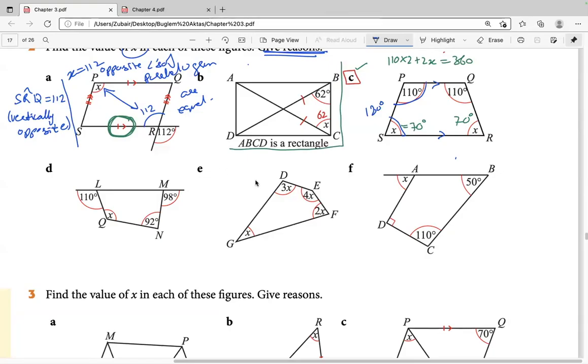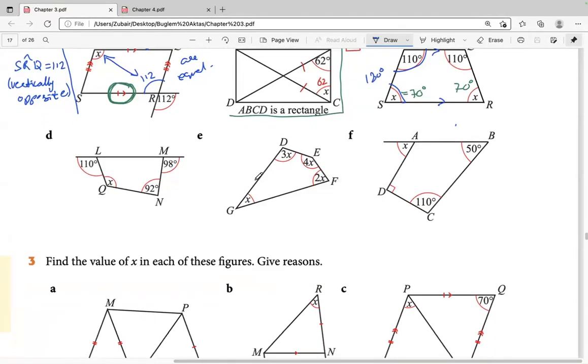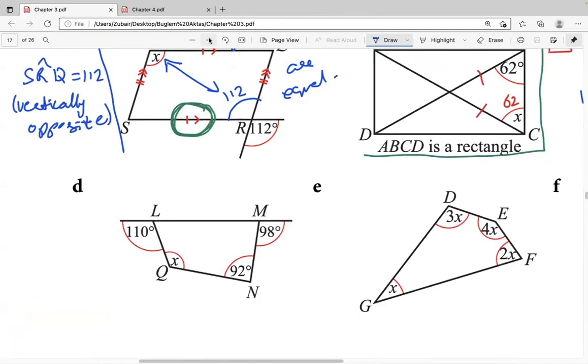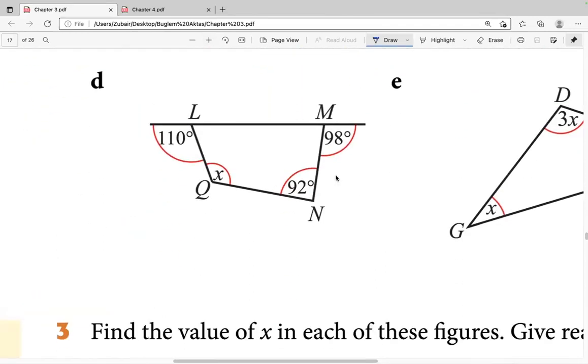Should I keep moving? Yes. Okay, D part. Now we know that this is a four-sided shape, but it is not a trapezium. So to find x, I'm going to find this angle first. QLM, let's say QLM is equal to 180 minus 110 equals 70 degrees. So that's 70. And the reason I'm giving is adjacent angles on a straight line.